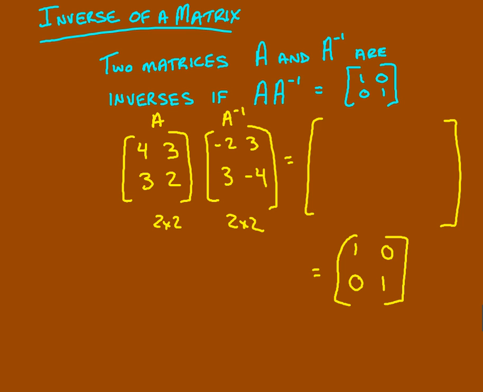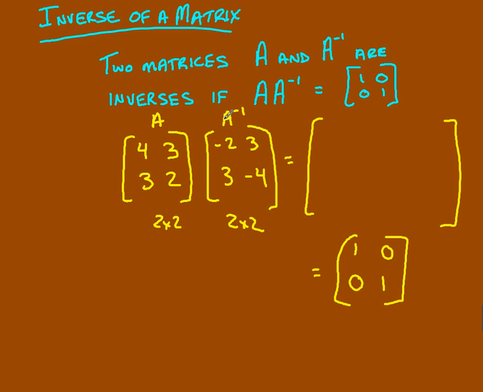Alright, to finish up our lesson and our unit here on matrices, we're going to look at inverse matrices. And all you have to do for an inverse matrix, inverse matrices are just two matrices that if you multiply them, you would get the identity matrix as a result. So as an example, here are two matrices that we would call A and A inverse.